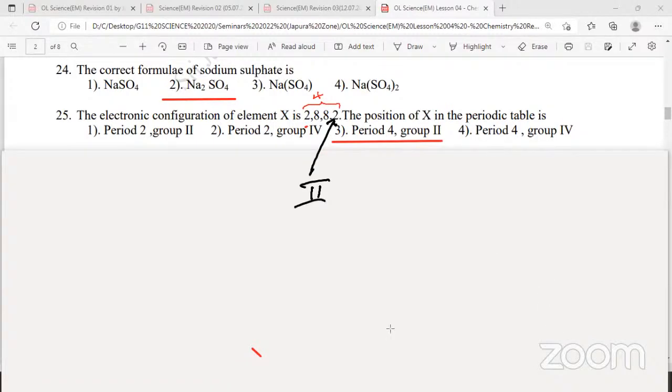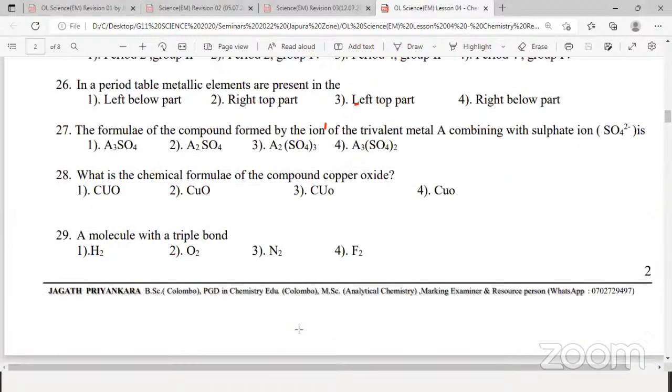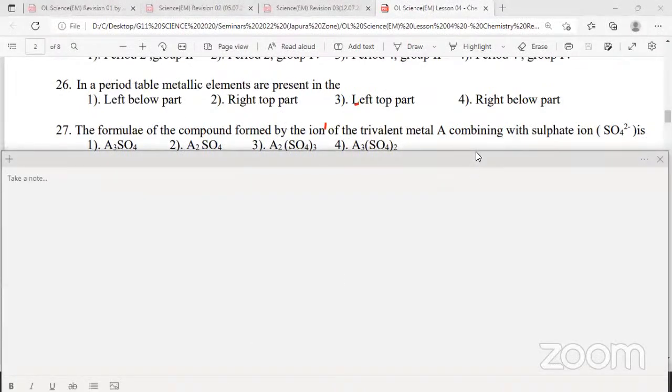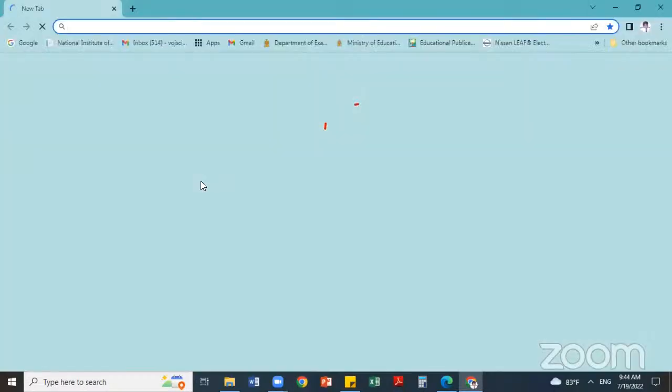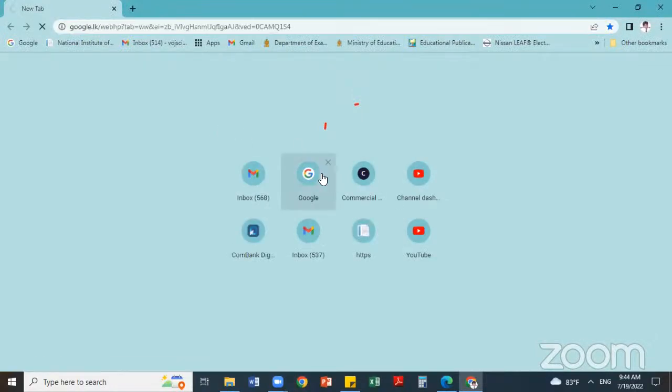Question number 26. In the periodic table, metallic elements are present. Okay, now I will give you a very important website you can use to get much information about the periodic table. I'll share that periodic table with you all now. That is the Royal Society of Chemistry periodic table. Even those planning to do A-level science subjects can use this website. You don't need to download it.